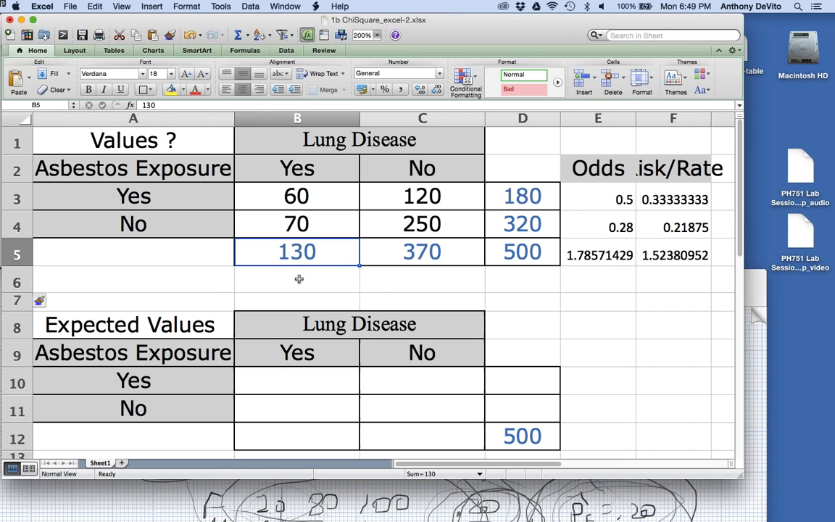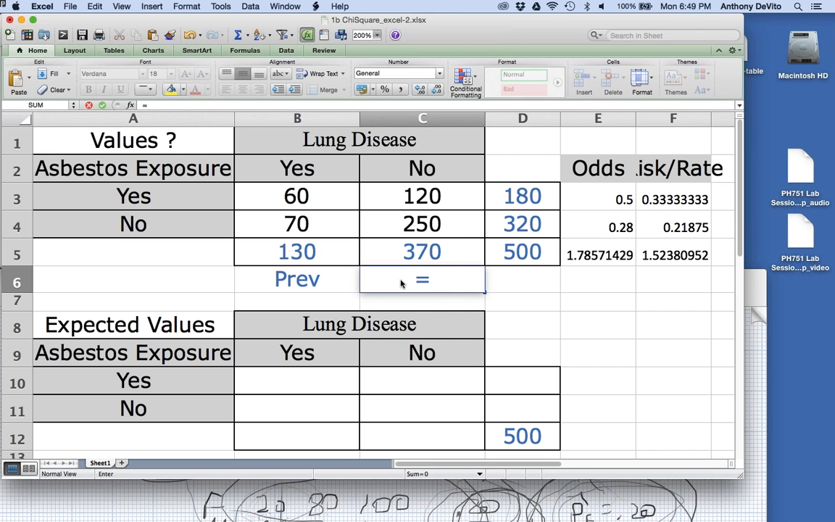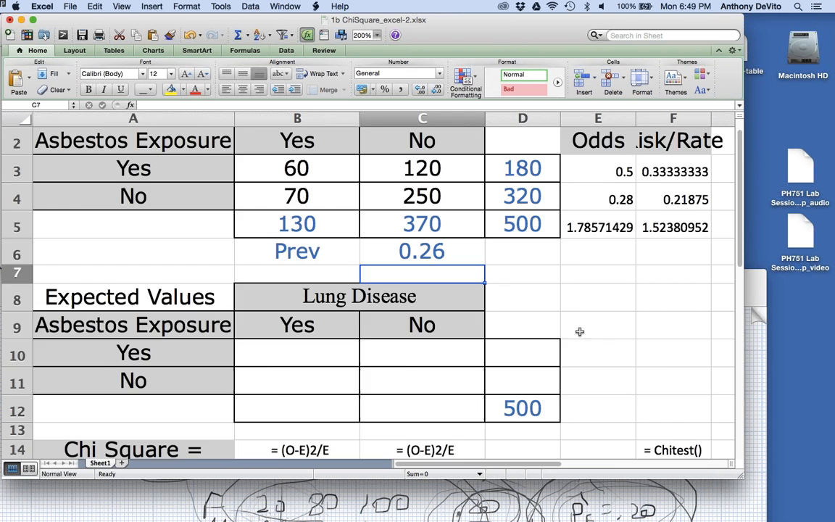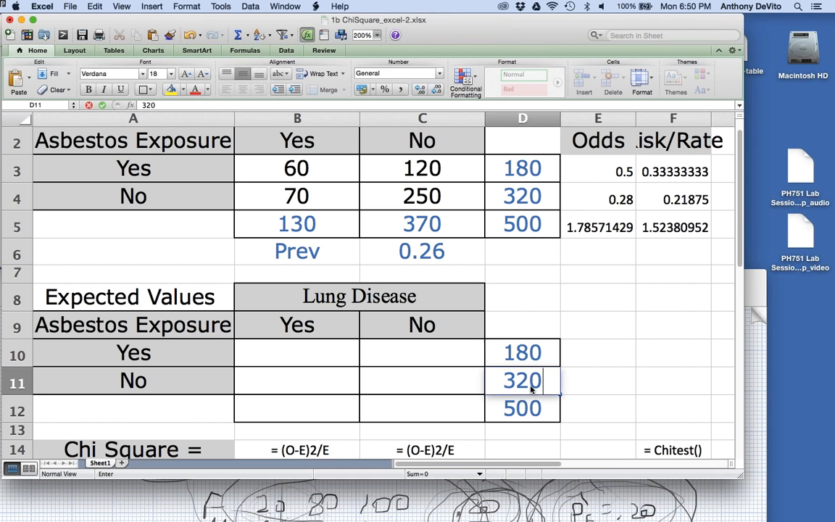It's 130. So what's our prevalence? It's 130 divided by 500. Good. So that's 26% of this population has lung disease. Now I'm going to take a look at just the sample that we took. How many people in our survey had asbestos exposure? 180, right? And how many people didn't? 320. Okay, so I'm going to set up another table here.